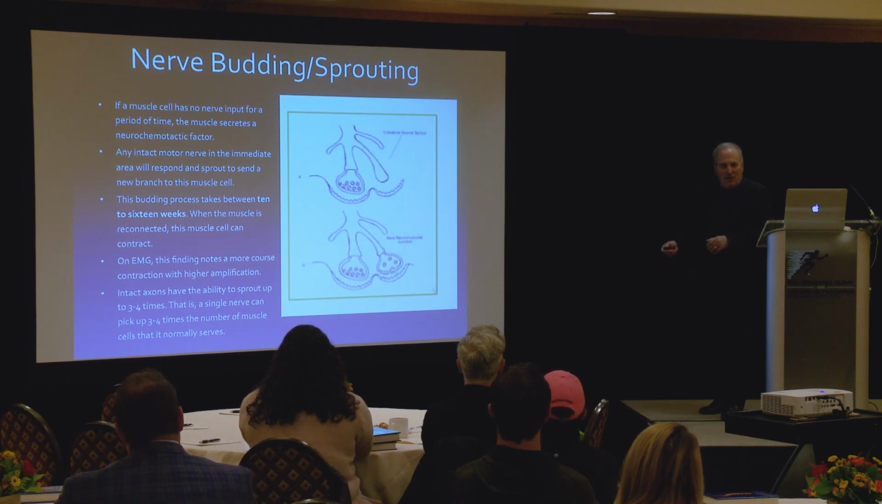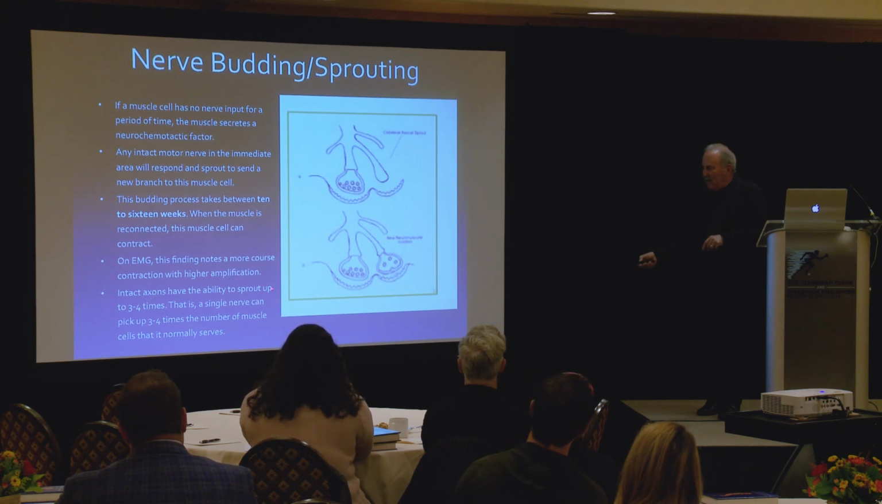So how does that show up on the EMG? Well, the EMG, you put a needle into the muscle and you're looking for responses. And the EMG will become more coarse and more thickened because there's fewer nerves servicing the same amount of muscle. So that's why EMGs can be helpful. Also important to note, intact axons have the ability to sprout up to 3 to 4 times.